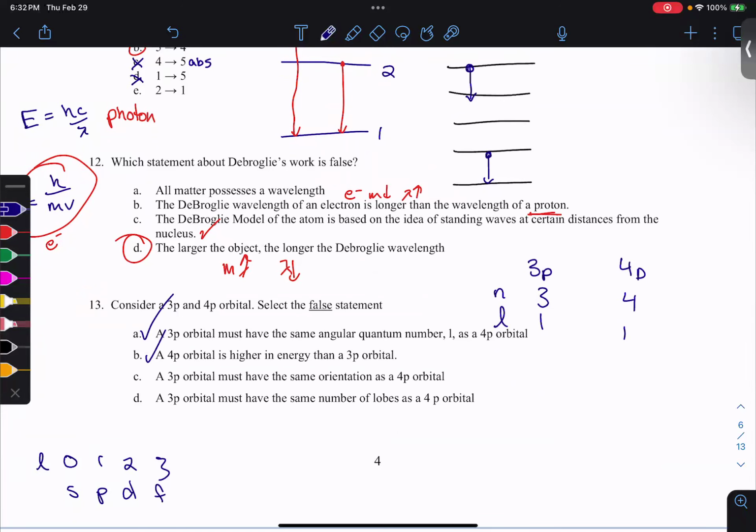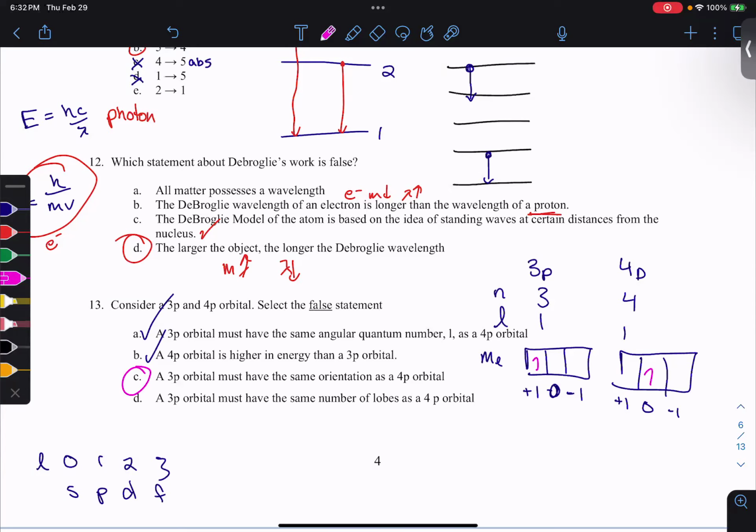3p must have the same orientation as 4p, true or false? That one is false, because did these indicate any orientations? Orientation is our m sub L quantum number, yes. So I only gave you n and L. The possible m sub L's are the 3 that we're allowed to have inside a p subshell. So +1, 0, -1 for each of these. So technically, I didn't tell you where the electron is. You could put an electron here in one of the orbitals and in 0 in the other one, and those are still valid quantum numbers. So that one is the false one, but let's do them all for completeness.